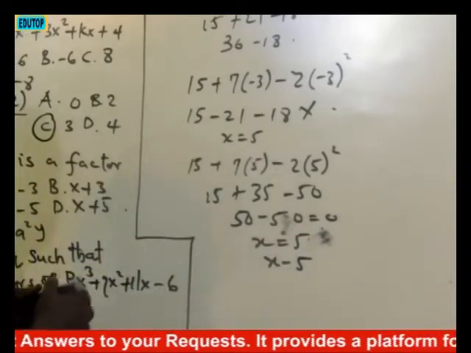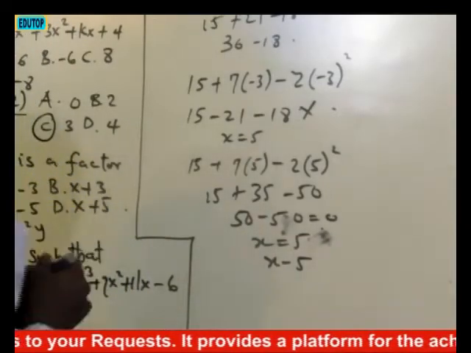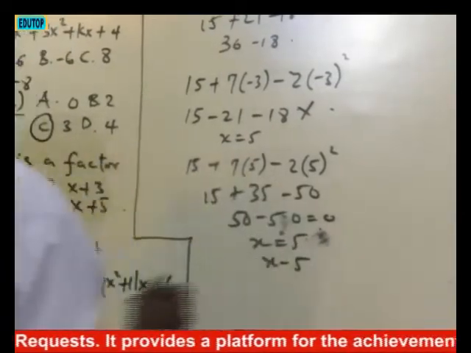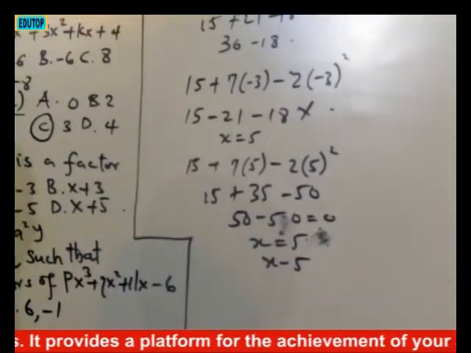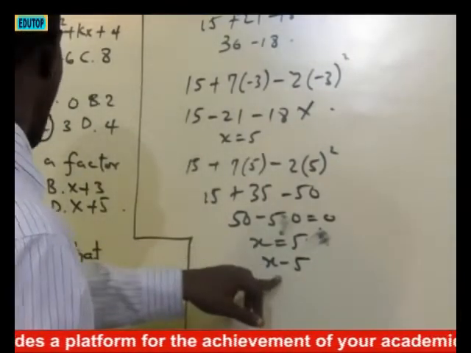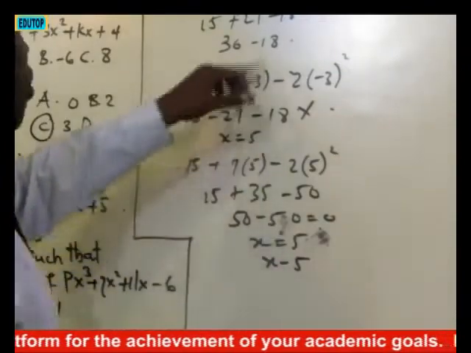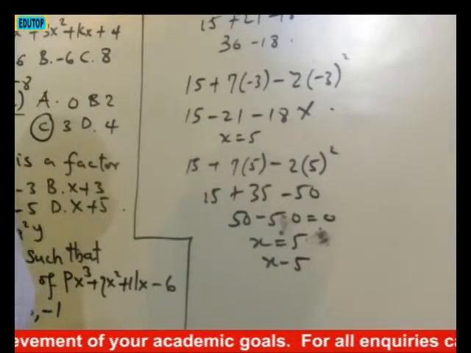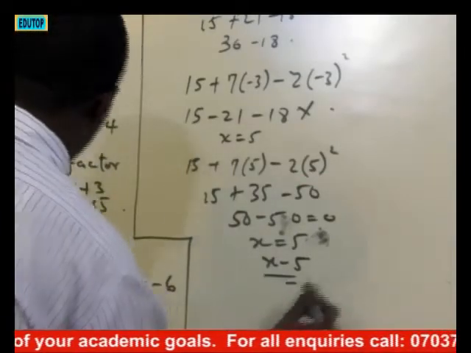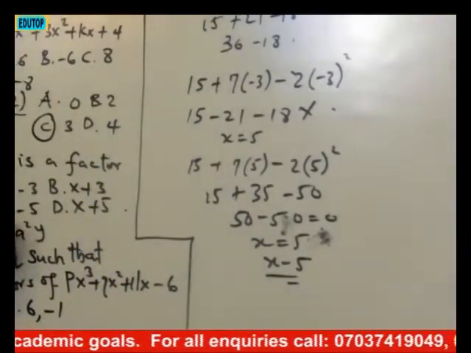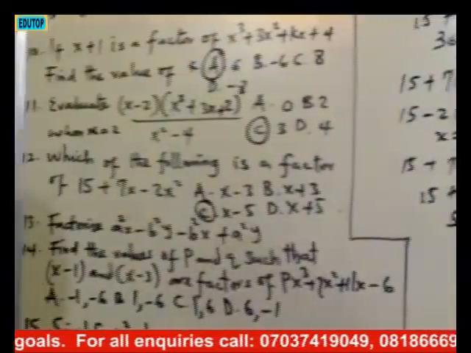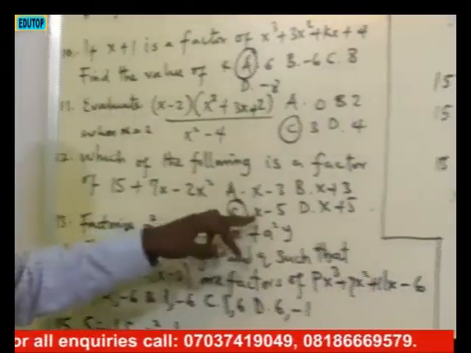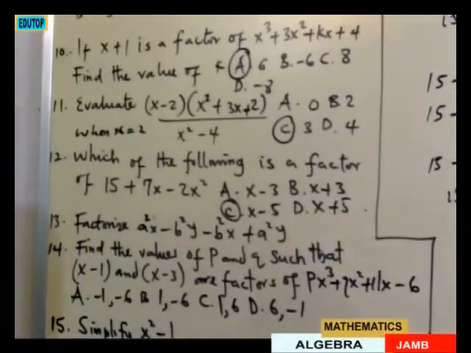So I will just go there and use it to get the other factor. Okay, x minus 5 would now be a factor of it. Since the question asks us to find the one that will be a factor, it's x minus 5. So we go to the options and pick the one that correlates to that. So that's x minus 5, option C is the answer.